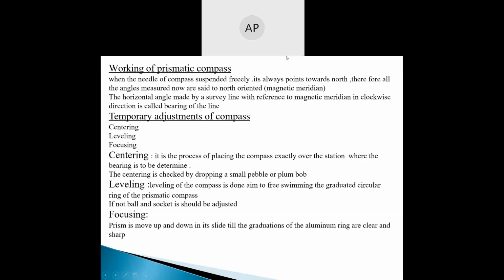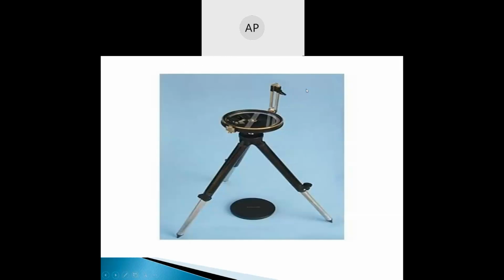Okay. So, ma'am, this is a compass prism. Yes, and you ask questions at the end. Okay, in the last two-three minutes.